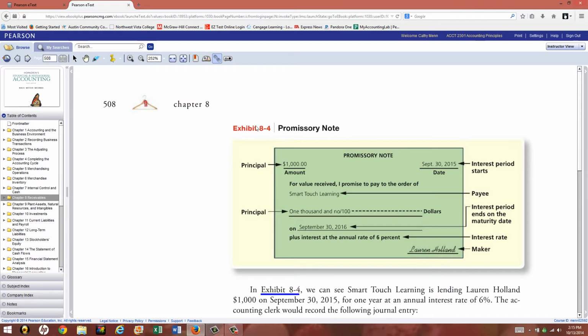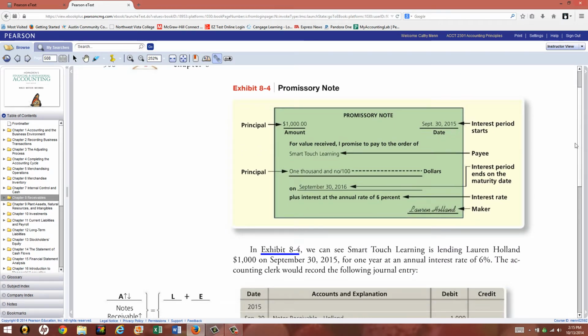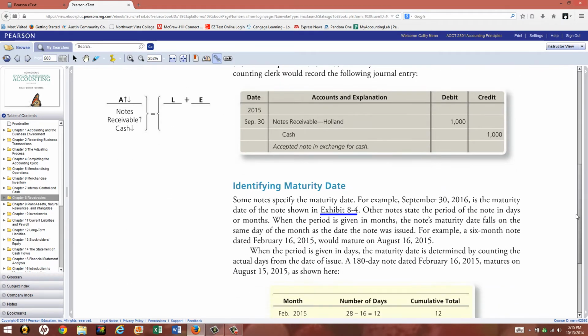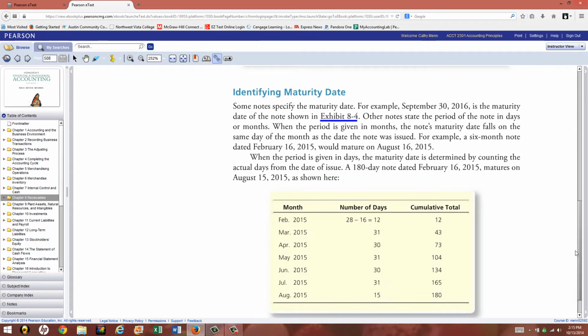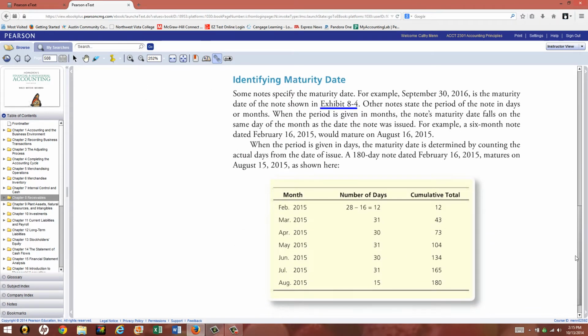So we're going to take that information and go on over to the next page, and we have to identify the maturity date. You would think this would be done in a simple way. But actually, when we have a specified number of days rather than months, we literally have to go through and count these days to determine when this is going to be due.